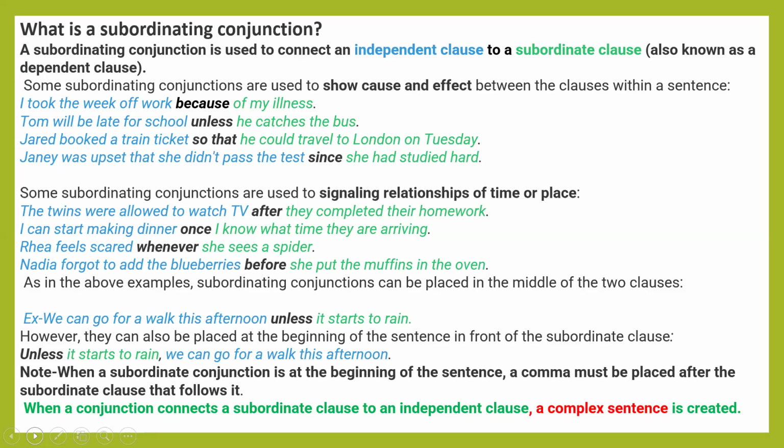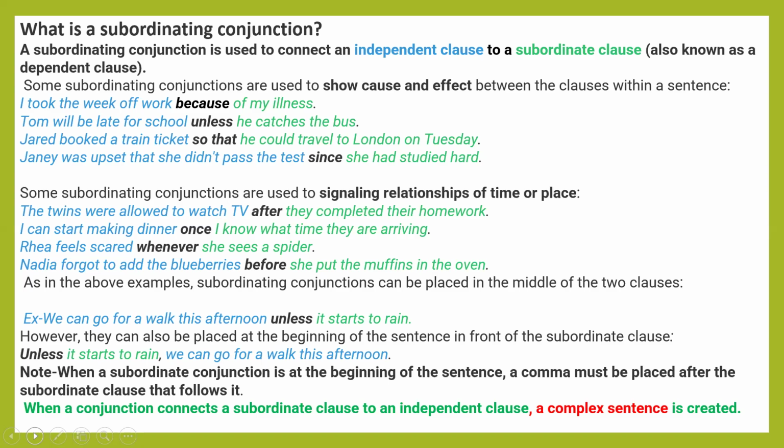However, we can use it at the beginning of the sentence in front of the subordinate clause also. Unless it starts to rain, we can go for a walk this afternoon. So we have used the subordinating conjunction at the beginning of the subordinate clause. If we are using it like this, we have to use a comma.